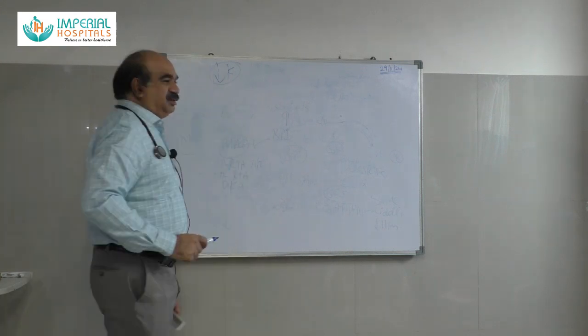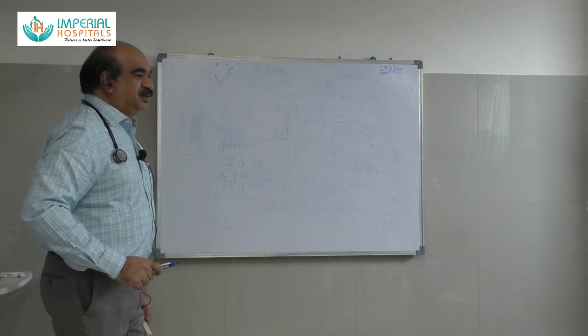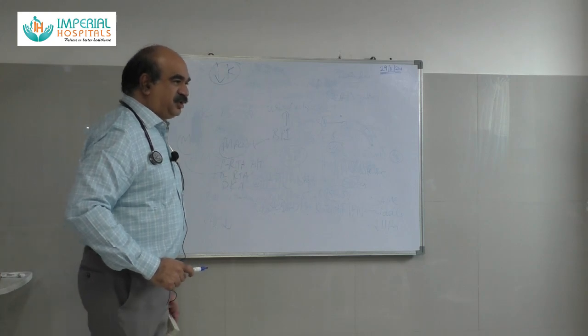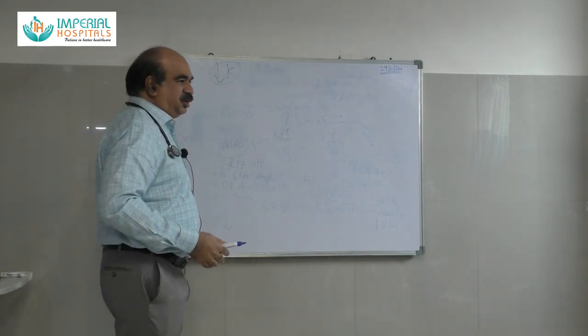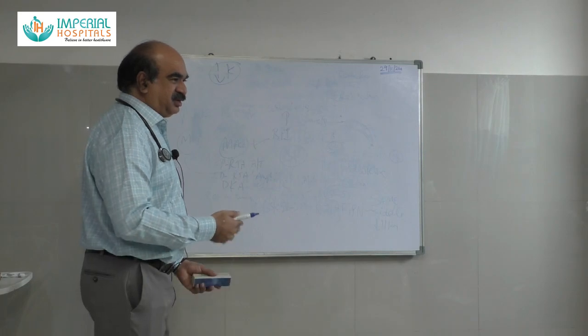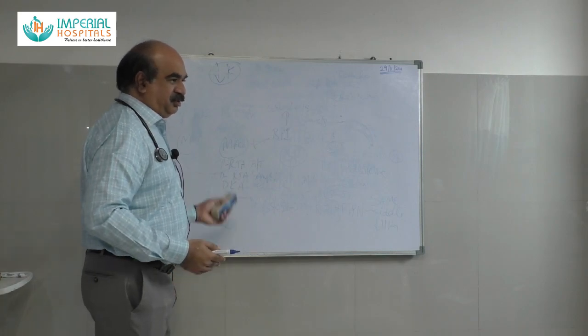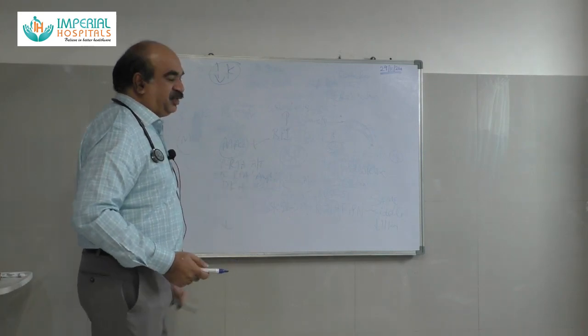Drugs causing distal renal tubular acidosis are amphotericin and ifosfamide. There are many conditions like autoimmune diseases, sickle cell, SLE, Sjogren's syndrome. There are many conditions which cause distal RTA.